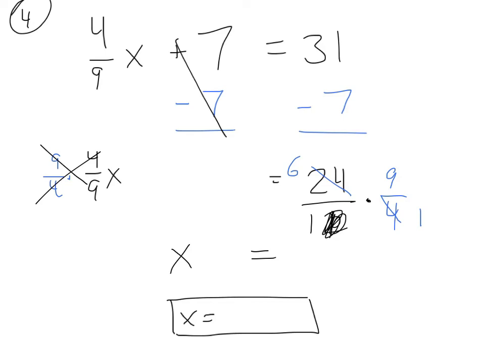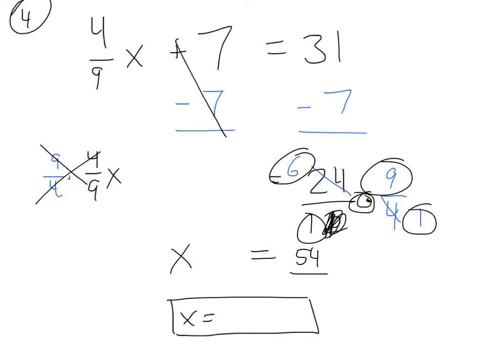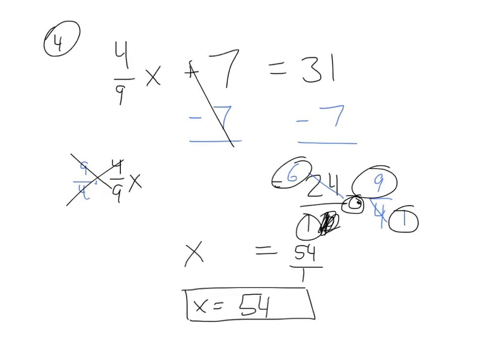Let's multiply across the top. 6 times 9 is what? Well, 6 times 9 is 54. Over 1 times 1, which is just 1. 54 over 1 is just the same as saying 54, and there is your answer. X equals 54.